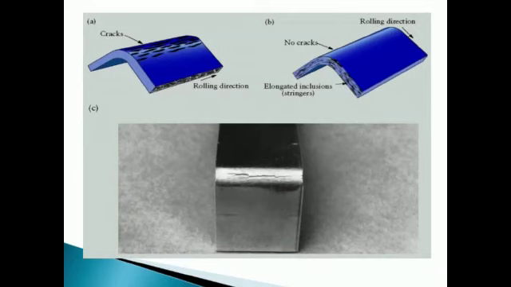Here you can see in the figure how rolling direction affects. If the axis of bending is perpendicular to the bend direction, then the sheet can bend to a lesser radius without crack. Here you can see in the figure.